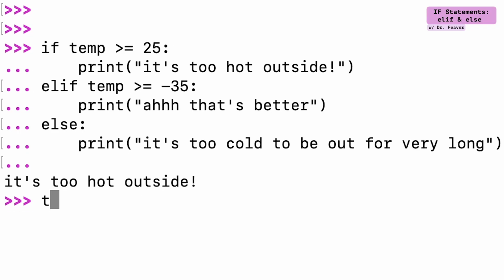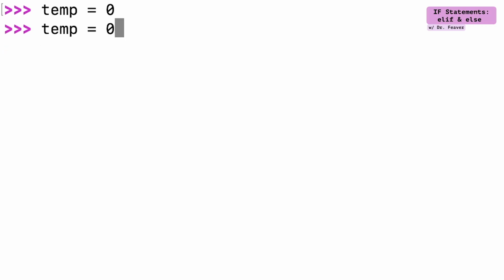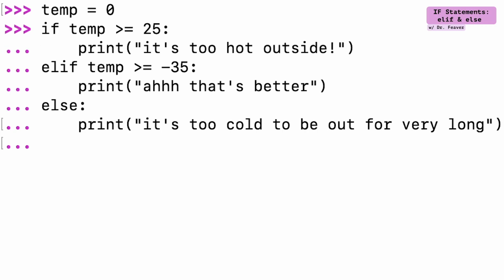So right now the temperature was set to 25, so it's still saying it's too hot outside. But of course, if I set temp to something like 0, we're going to get a different outcome. So if temp is set to 0, it says, "Ah, that's better." What happens here is, temperature is not bigger than or equal to 25, so it skips the first statement. Then it goes to the else if, the elif. Then it checks, is the temperature bigger than or equal to negative 35? And if so, which in this case it's 0, it prints, "Ah, that's better."